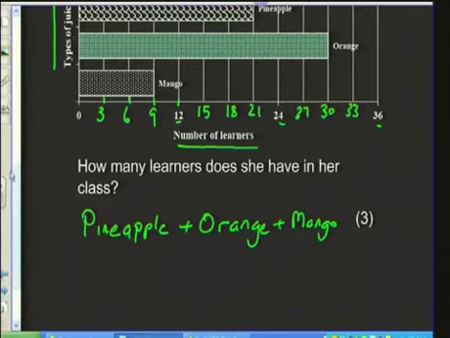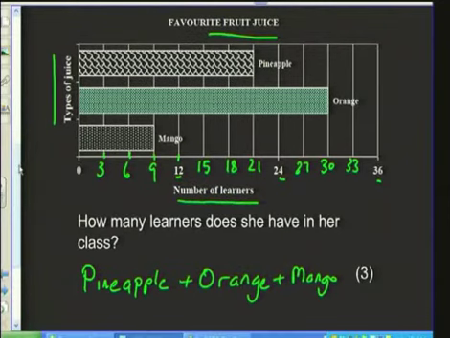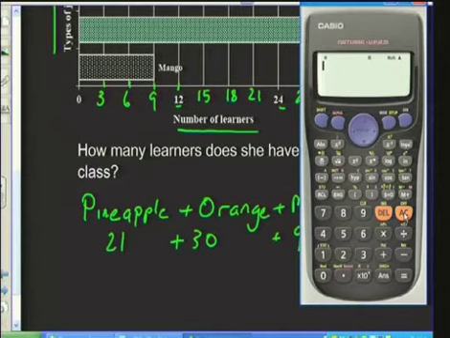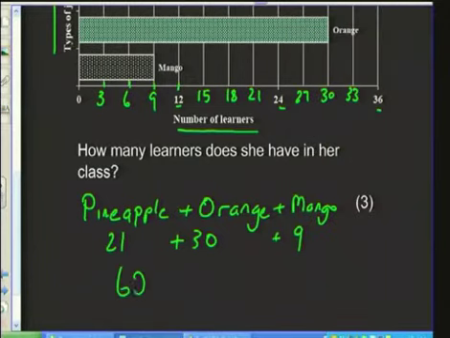And now reading off the graph, how many said pineapple? Pineapple was 21. Orange was 30. And mango was 9. And now take out my calculator. Even though it's a simple calculation, we can always check it on the calculator. And we see that she had 60 learners. And can you see that I haven't just given the number 60? I've actually given the context. So even with a number question like this, I have given the context. I've added my units. There were 60 learners.